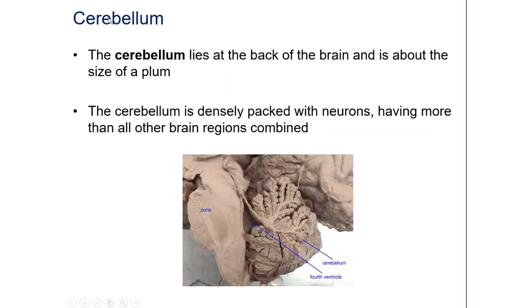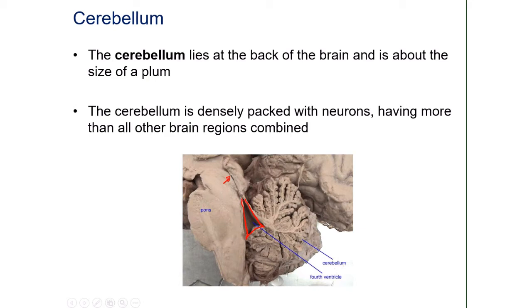Next, we're going to look at the cerebellum. The cerebellum lies at the back of the brain here, and you can see it's just behind the fourth ventricle. You can see the triangle here. That's the fourth ventricle. Here is the pons, and below that would be the medulla oblongata, and then you can see that there is the cerebral aqueduct.